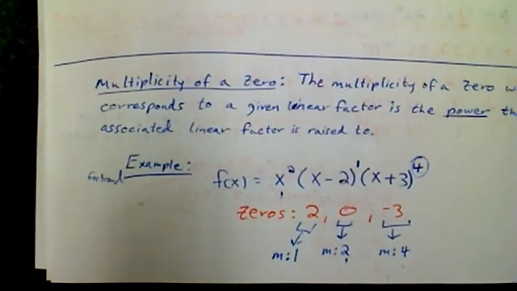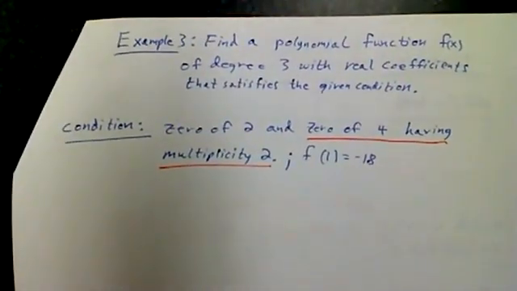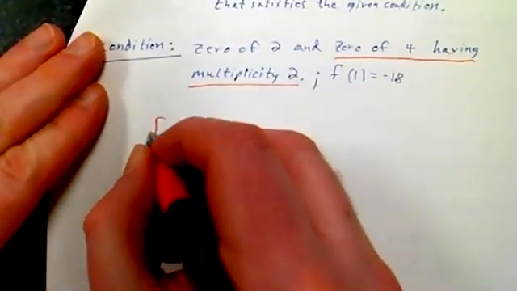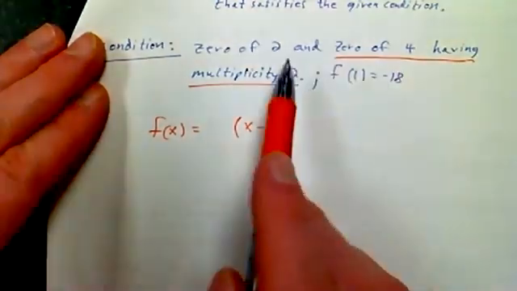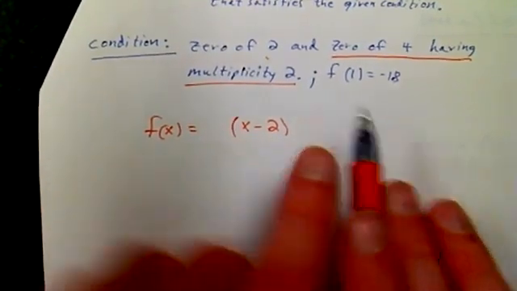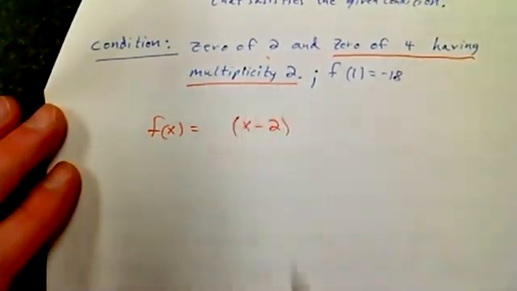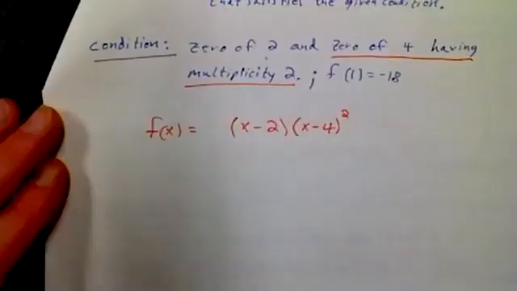Okay. So let's keep moving. Example 3: find a polynomial function f of x of degree 3 with real coefficients that satisfies the given condition. It says we have a 0 of 2. So I'm going to just start writing this down. F of x equals, I know this has to have an x minus 2, right? Because if I take my 0 and put it in, that'll make it equal to 0. And if I have this all factored, it makes the whole function equal to 0. It also has a 0 of 4, but the 0 of 4 has a multiplicity of 2.